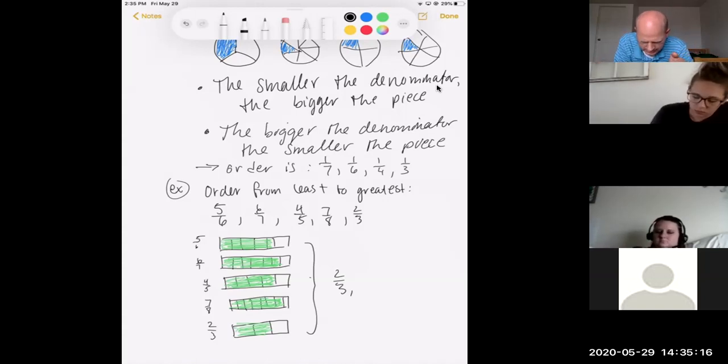So let me say that one again. The smaller the denominator, the larger the pieces are, which means if you have all of them filled but one, those smaller denominators are further away from the whole. And so I'm going to use this as my barrier here for the 2/3, for example. It's further away from the whole because the pieces are bigger. So 2/3 is the smallest one. And then we go from denominators to fifths. Then we went to 6/7, and 8.